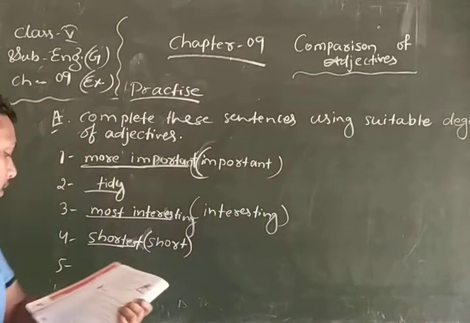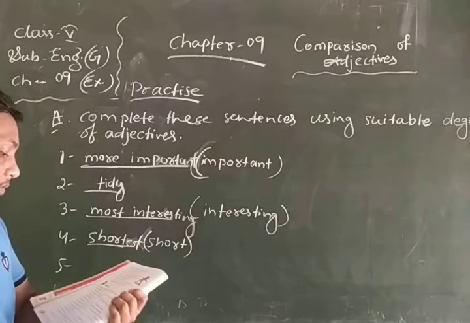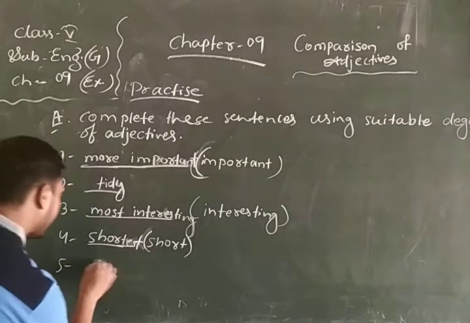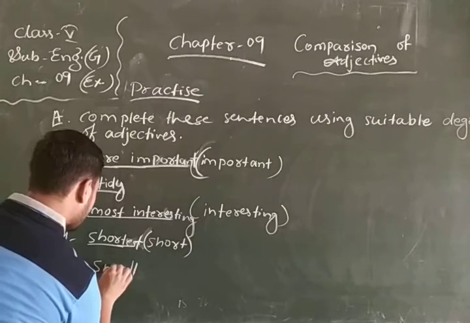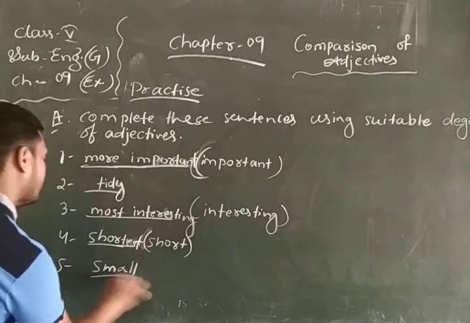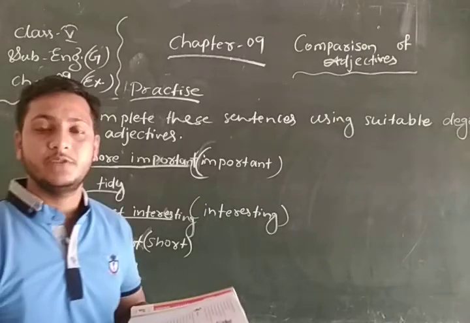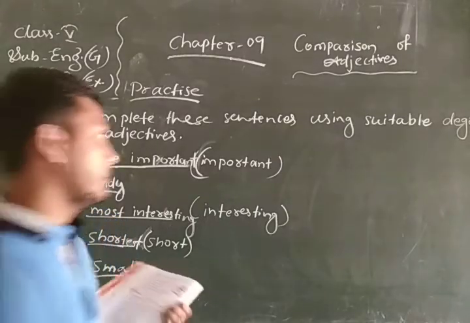नंबर 5, रुचि एट ए डैश पार्ट ऑफ द केक. रुचि एट अ स्मॉल पार्ट, स्मॉल पार्ट ऑफ द केक. ठीक है, तो ये भी जो पॉजिटिव फॉर्म है ये भी करेक्ट ही है.